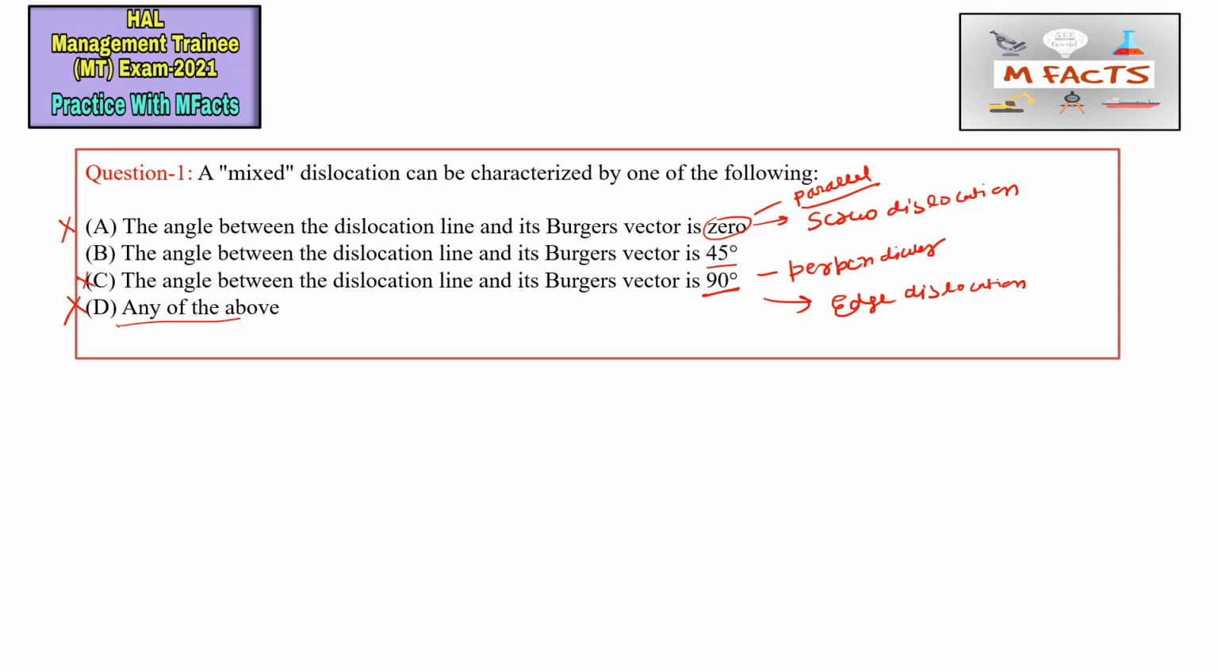The next option is B, that is, the angle between the dislocation line and Burgers vector is 45 degrees. In many materials, dislocations are found where the dislocation line and Burgers vector are neither perpendicular nor parallel. In that case these dislocations are called mixed dislocations. So when it is neither parallel nor perpendicular, that is known as a mixed dislocation, and sometimes it has an angle of 45 degrees. So B is correct here. B is the correct answer for this question.